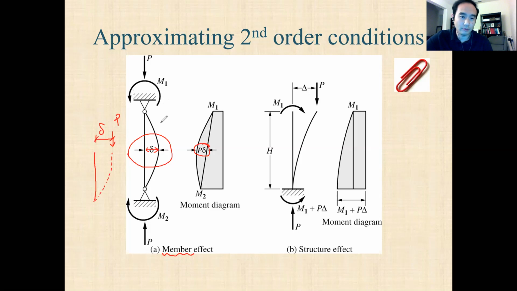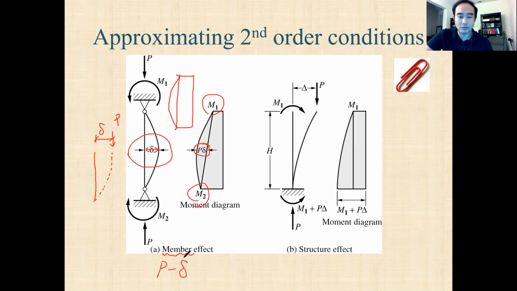If we do have the same end moment, then it's going to be just the same level of the moments, and then we do have additional moment. In this case, we have M1 and M2, a little bit different amounts of the moment. In any case, we will have additional moment due to this deformation delta. And this is called the P-delta effect.